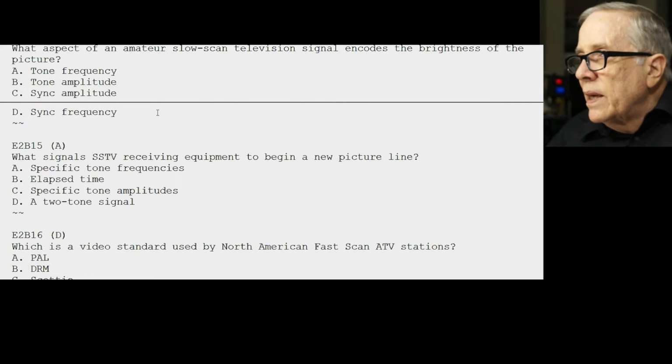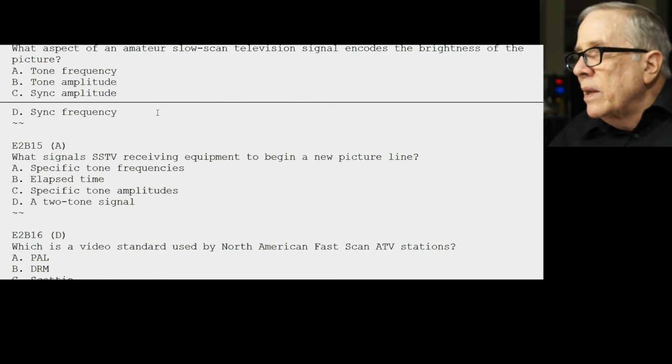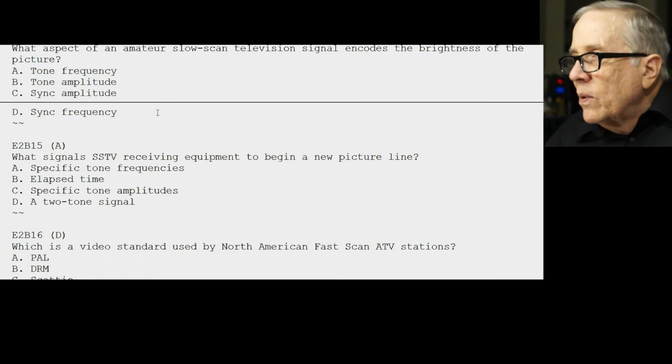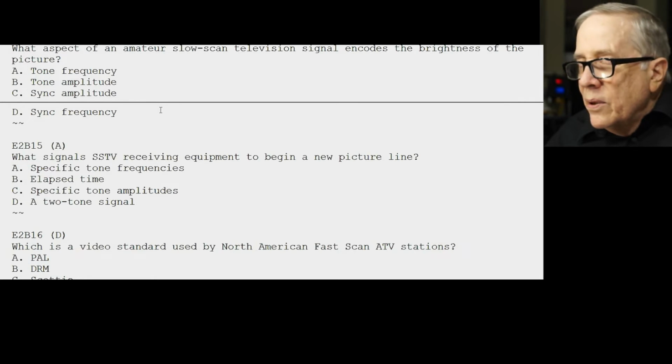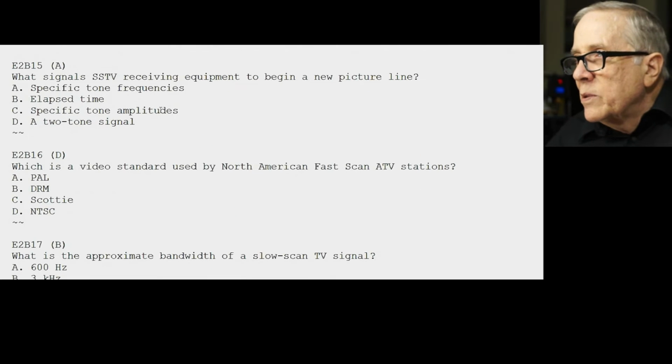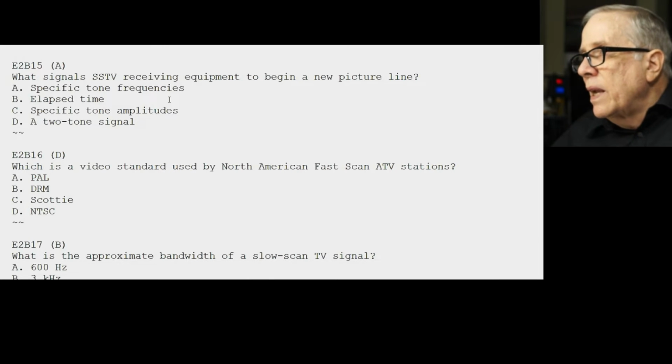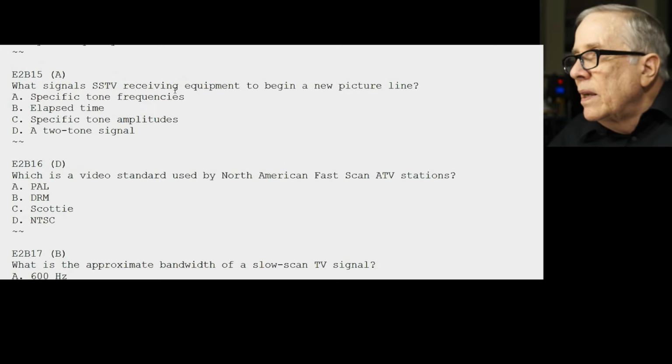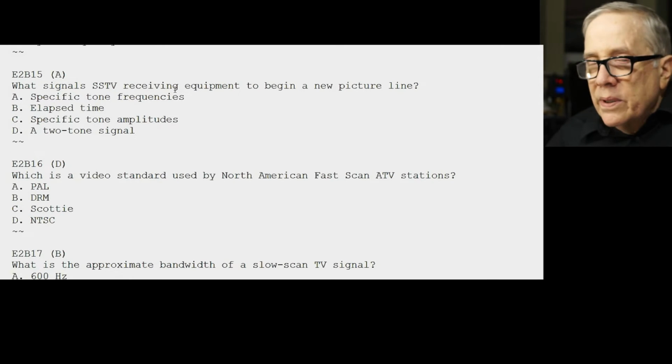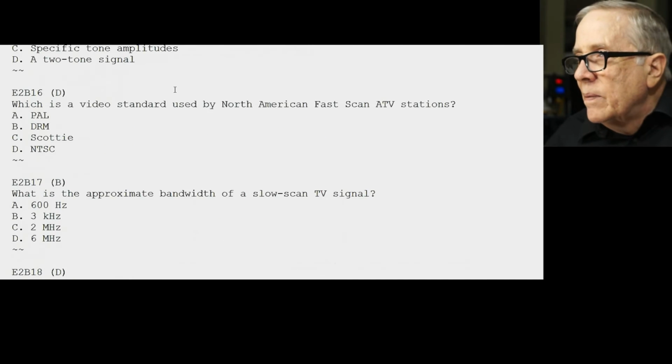E2B15. What signals SSTV receiving equipment to begin a new line or new picture? There are some tones sent out, and if you listen carefully, you can hear that at the beginning of transmissions. E2B16. Which is a video standard used by North American fast-scan ATV stations? The answer is D, NTSC.